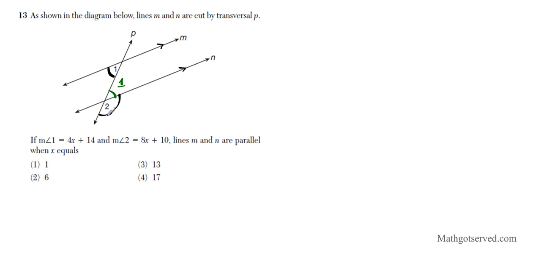Since angle 1 and angle 2 form a linear pair, guess what? They're supplementary. So this tells me that angle 1 is supplementary with angle 2. Alright, so let's write down an equation. What did I just say? Measure of angle 1 plus measure of angle 2 is supplementary, which means they add up to 180 degrees.